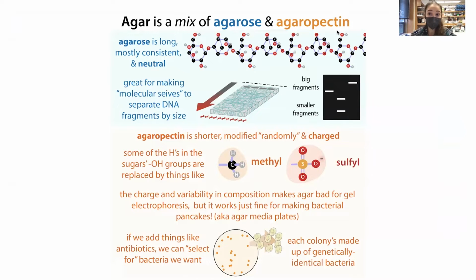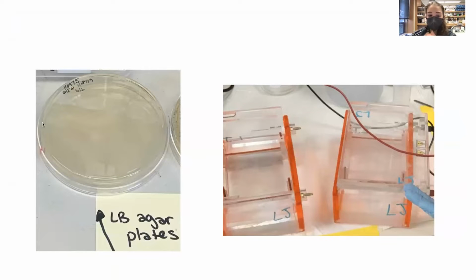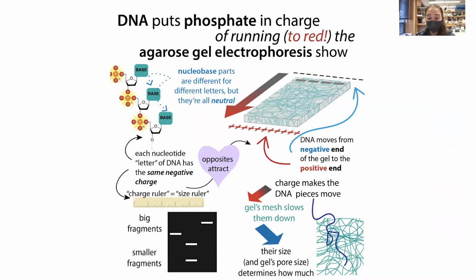Agarose is not the same as agar. Agar contains agarose, but it also contains other things, in particular this sugar called agaropectin. When we talk about agar, we're typically making LB agar plates on which we're growing bacteria. But we're going to be talking about agarose, which is what we use when we make these agarose gels that we can use to separate DNA fragments by size.